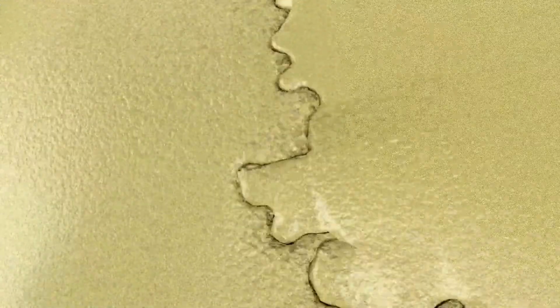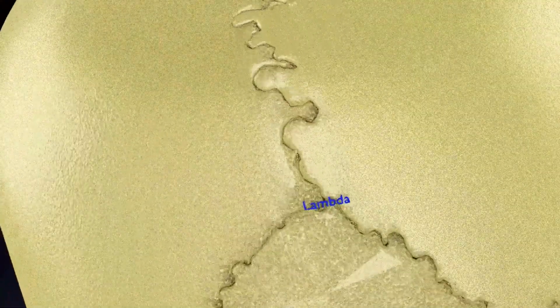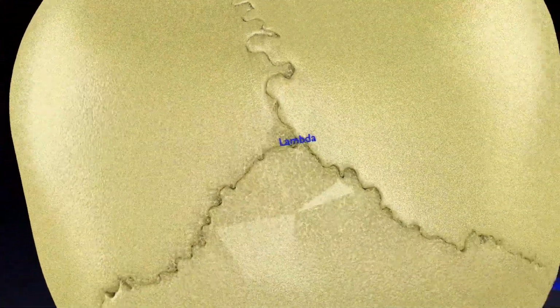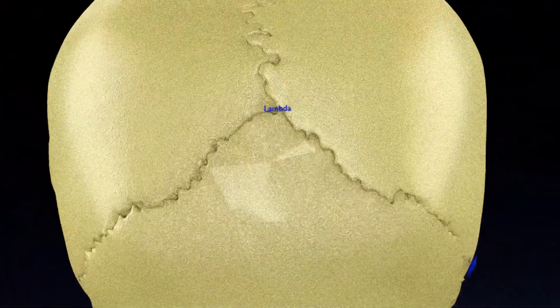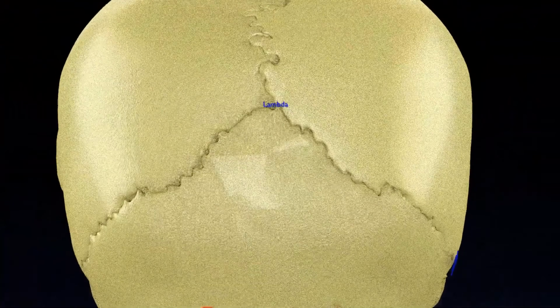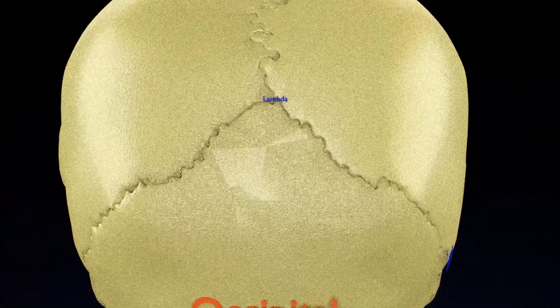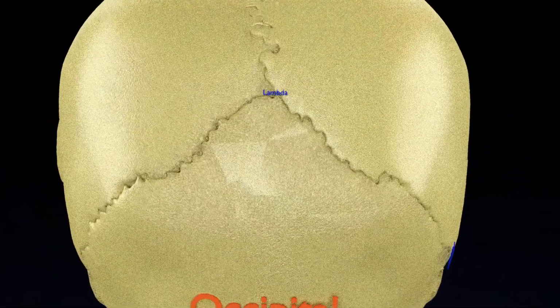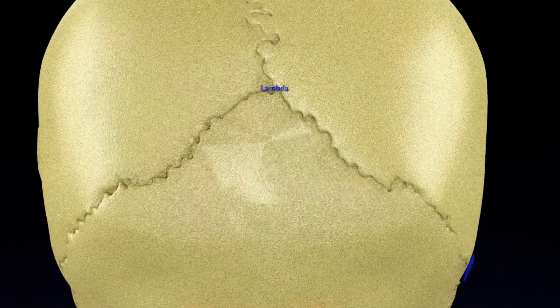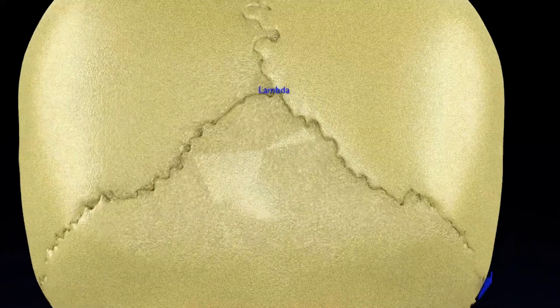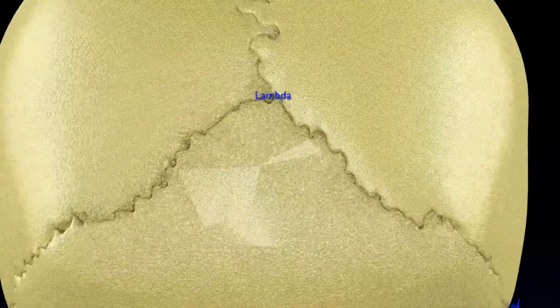Behind it, you can see the posterior fontanelle, called the lambda, which is present between the sagittal and lambdoid sutures. The posterior fontanelle usually closes by the age of 1 to 2 months. If it stays big or doesn't close after about a year, it is sometimes a sign of a genetic condition such as congenital hypothyroidism.